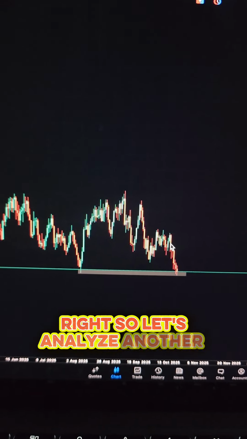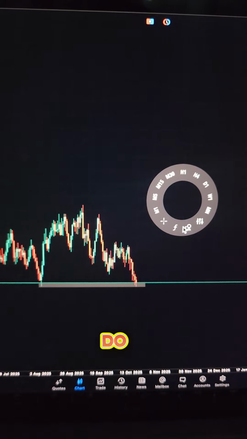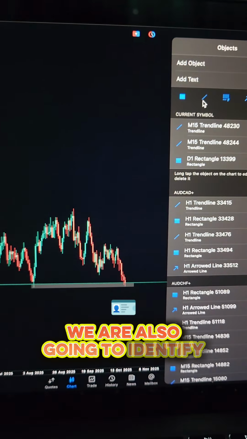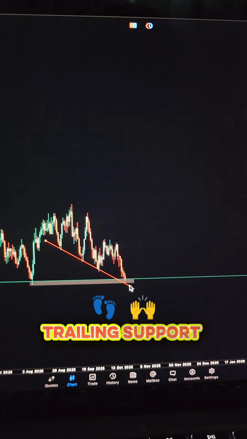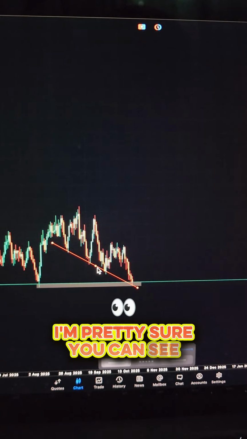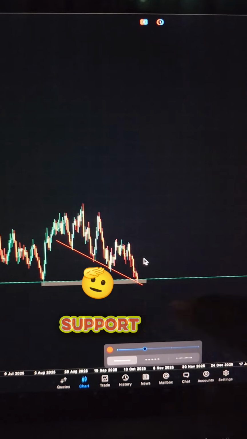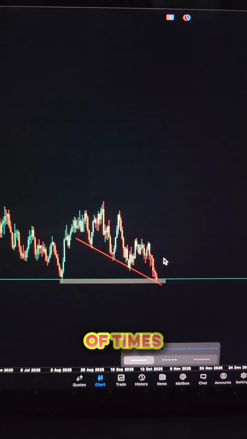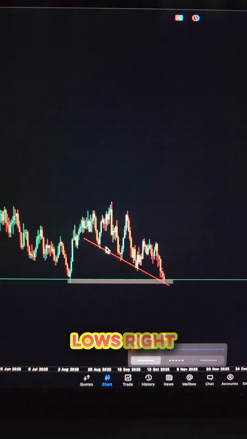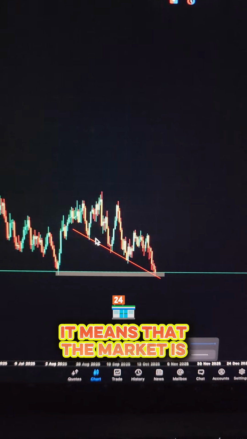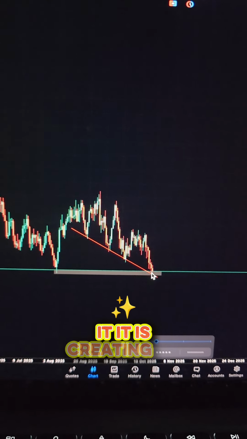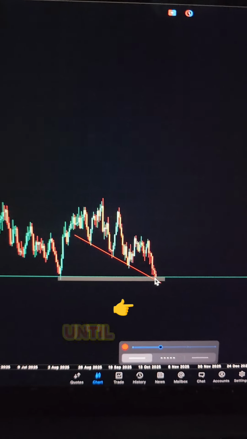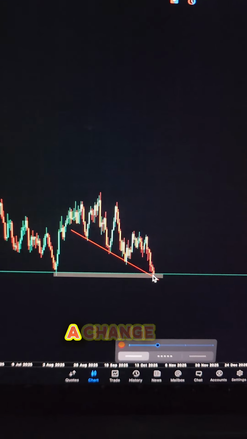So let's analyze another major area of confluence. We are also going to identify another support line. This one is more like a trailing support, right? I'm pretty sure you can see clearly that this support was respected quite a number of times when the market was creating lower lows, right? If the market is creating lower lows and lower highs, it means that the market is in a downtrend, right? If it's in a downtrend, it is creating lower lows and lower highs until a point where it makes a change of character, right?